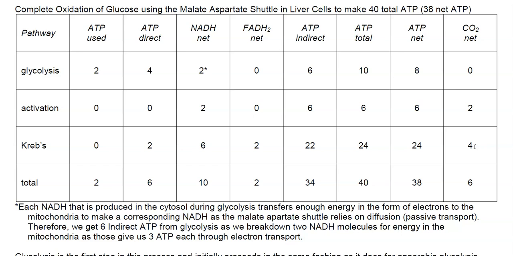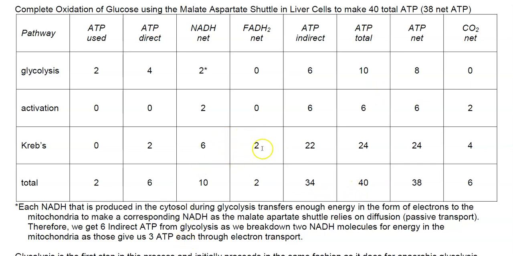Looking at the summary, the key component for us is the 40 total ATP, since that's what the question asks for. Net would be 38 when we take that 2 used. The ATP indirect is 34. The way you can do that is 6 plus 6 is 12, plus 22 is 34. That's one way to do it, and that's probably the easiest.